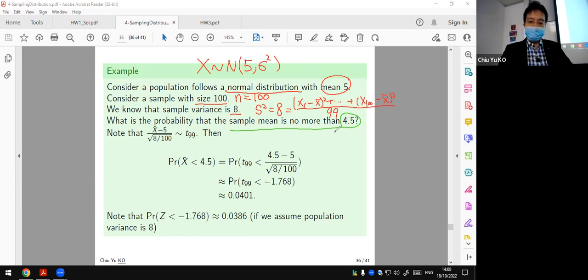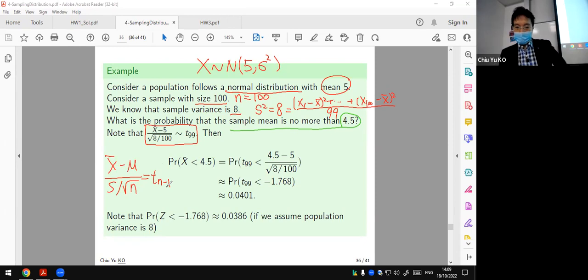Later I'll explain why we look at this statement. But let's calculate first, and then I'll explain. The first thing we know is this follows a T distribution. This is what we just said on the previous page: you subtract the mu, and this minus the mu over S over root N follows T with N minus 1, which is T99.